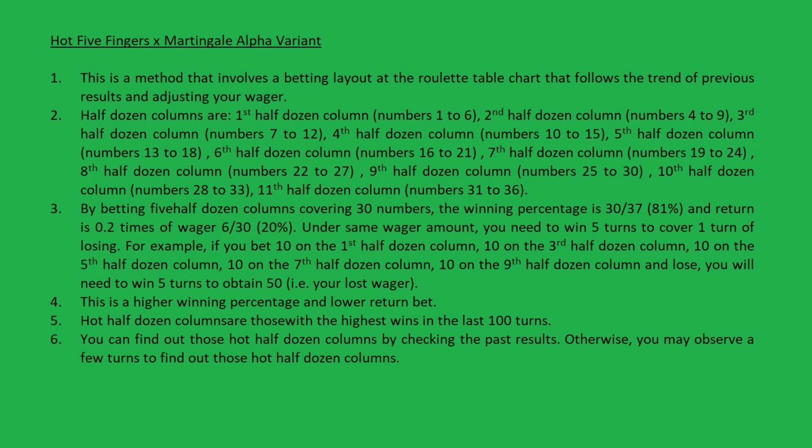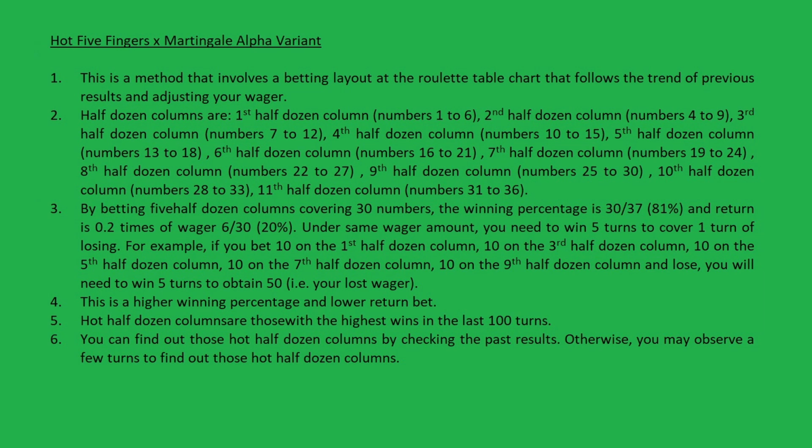2. Half dozen columns are: first half dozen column, numbers 1 to 6, second half dozen column, numbers 4 to 9, third half dozen column, numbers 7 to 12, fourth half dozen column, numbers 10 to 15, fifth half dozen column, numbers 13 to 18, sixth half dozen column, numbers 16 to 21. Eighth half dozen column, numbers 22 to 27, ninth half dozen column, numbers 25 to 30, 10th half dozen column, numbers 28 to 33, 11th half dozen column, numbers 31 to 36.